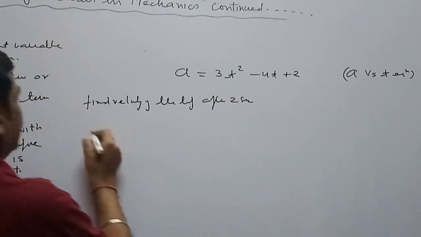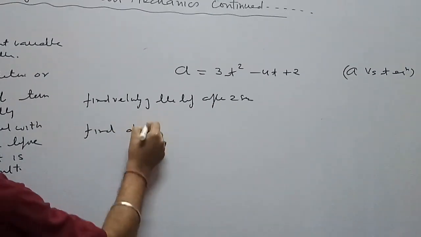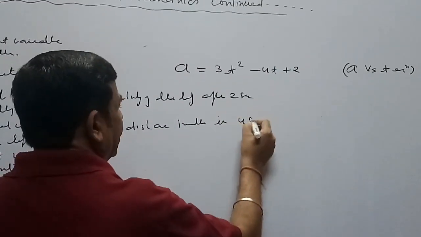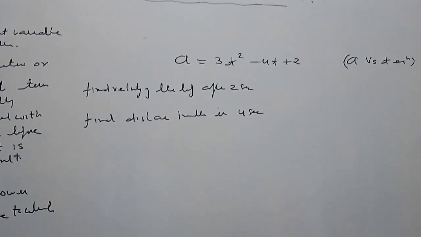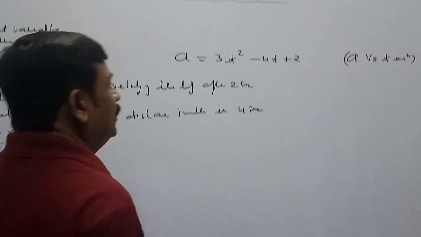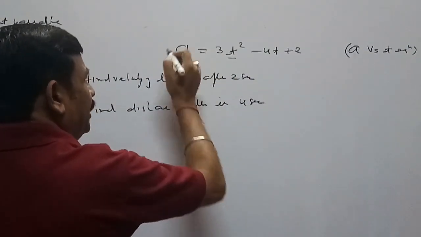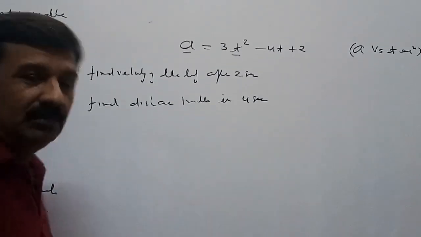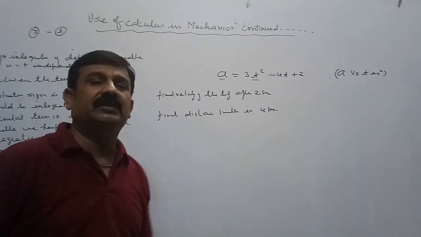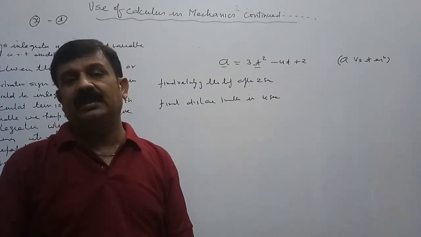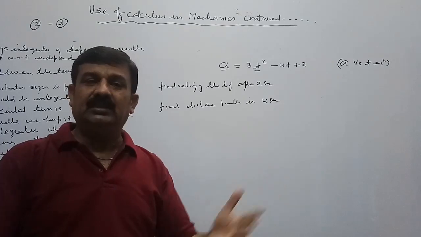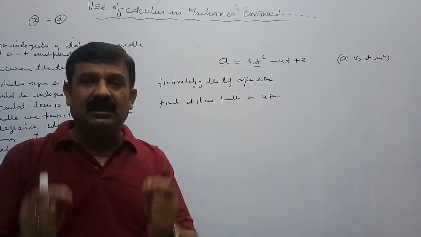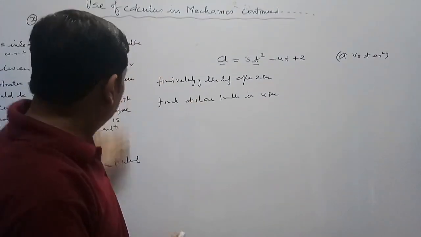After 2 seconds, find the distance traveled in 4 seconds. How do we do it? If we see this relation, as time changes, acceleration changes, meaning the body is performing non-uniform accelerated motion. So we are not in a position to use equations of motion to find any parameter related to the motion, because those equations are used only when the body is performing uniform accelerated motion, meaning when the acceleration of the body is constant. So how will we do it?